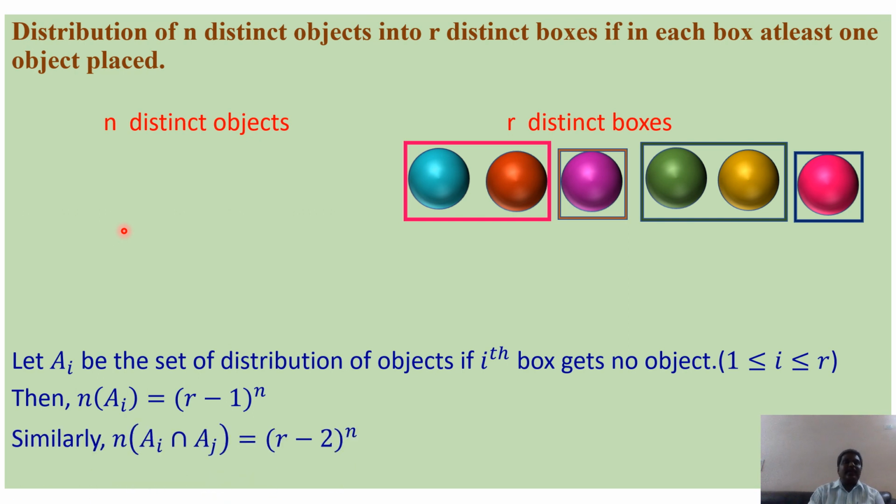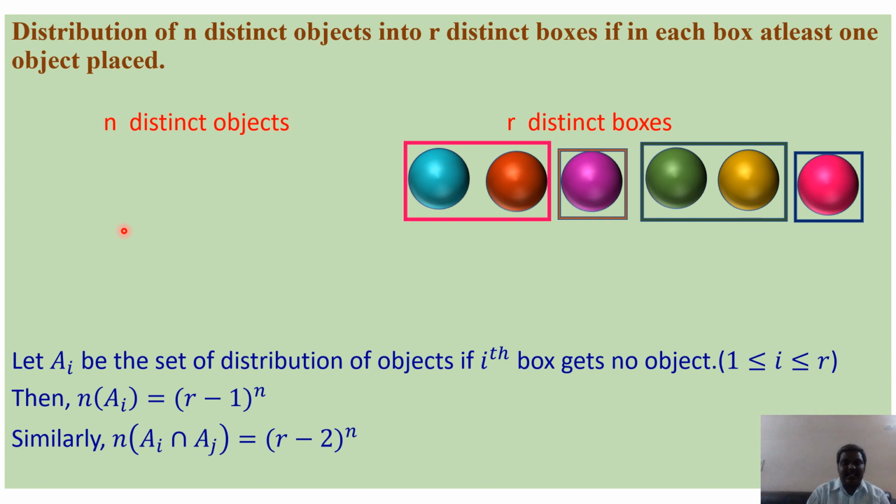Similarly, n of Ai intersection Aj is equal to (r minus 2) whole to the power of n. Am I correct or not? Ai intersection Aj means what, from my condition? Both the ith and jth boxes do not agree to take any ball. That means all the balls go to the remaining r minus 2 boxes. So the first ball may go in r minus 2 ways, the second ball also in r minus 2 ways, and the nth ball also in r minus 2 ways. So the number of ways is (r minus 2) whole to the power of n. Now tell me, what about n of Ai intersection Aj intersection Ak?